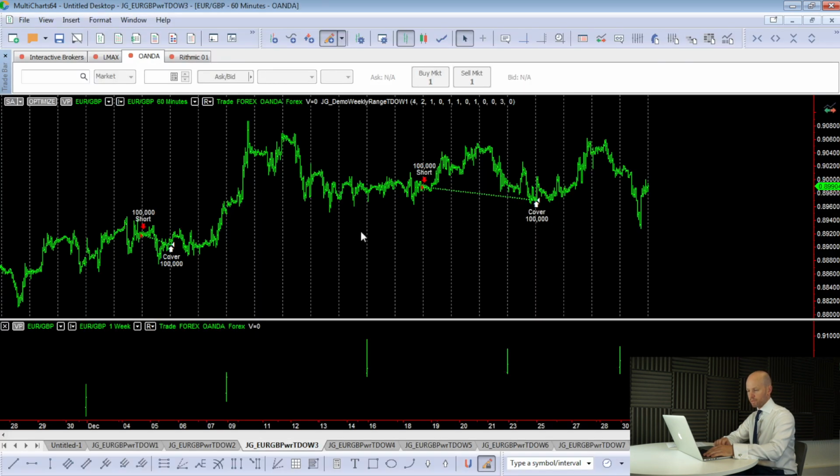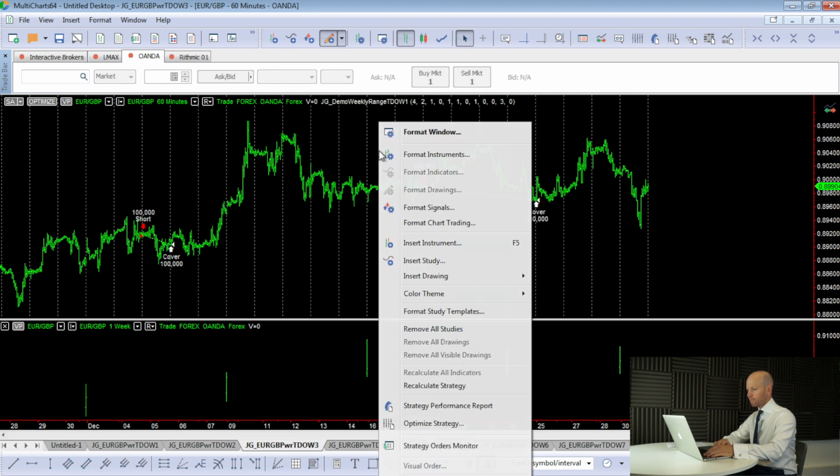In this next workspace, what I've done is I've wanted to look at the weekly bars, and I wanted to look at how the close was in relation to the open, as in, did the price close higher than it opened, or did the price close lower than it opened? We're still using the filter, so we're still using a narrow range bar, but we're also looking at the close in relation to the open.